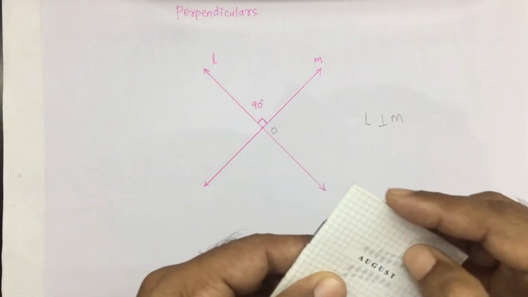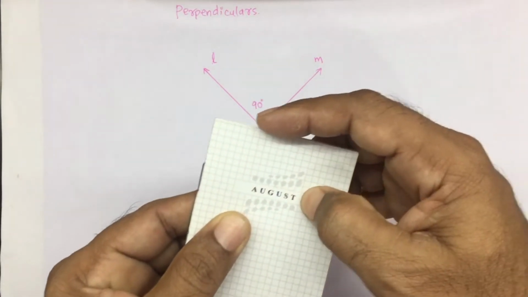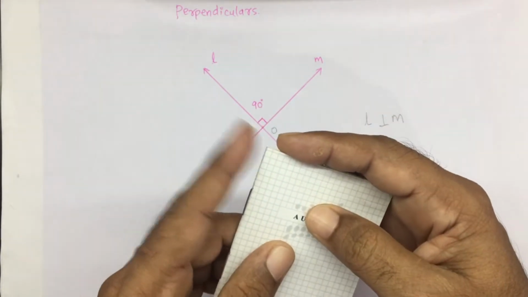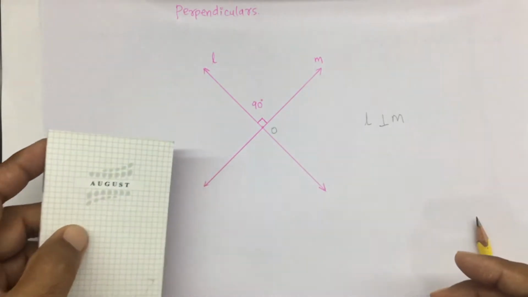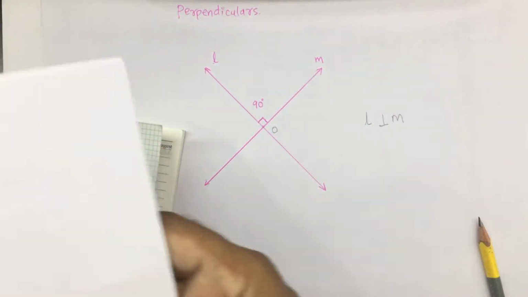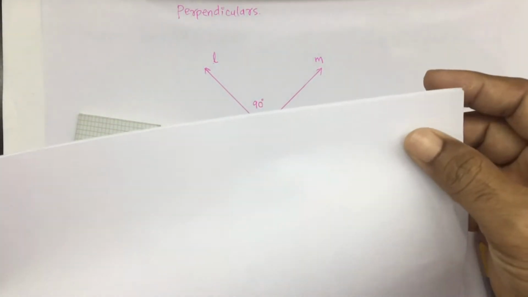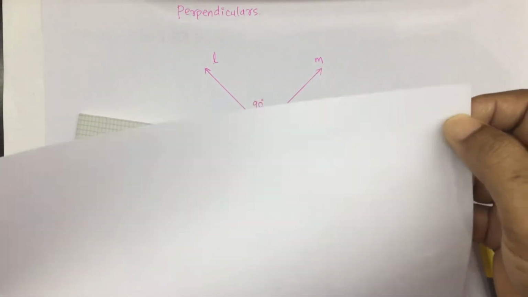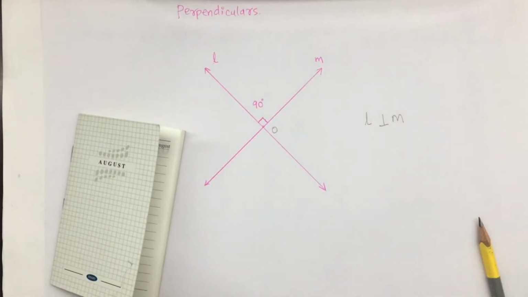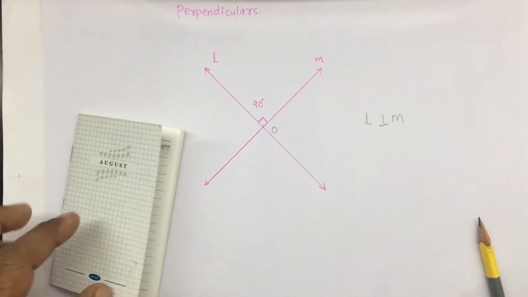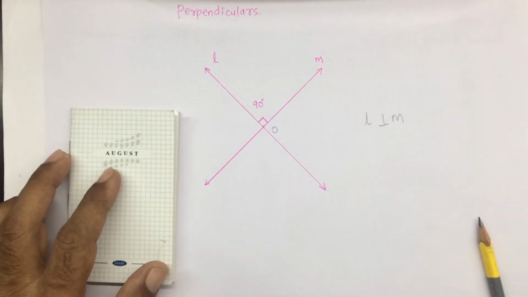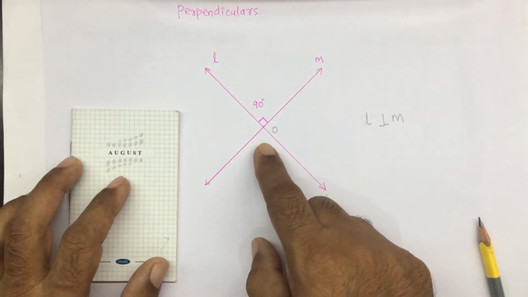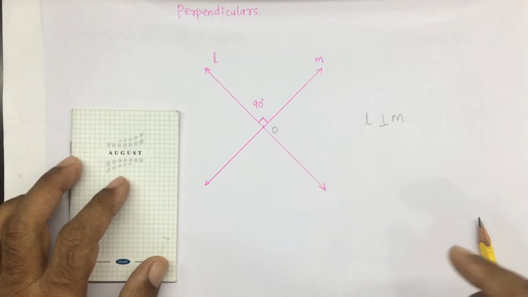We can see perpendiculars in so many places in our daily life. Suppose you look at the corners of a notebook. For example, two edges meet in a corner, and in a foolscap paper also, the two edges meet at right angles. These are also perpendicular. So perpendicular lines are lines with right angles, where the angle between the two lines is 90 degrees.